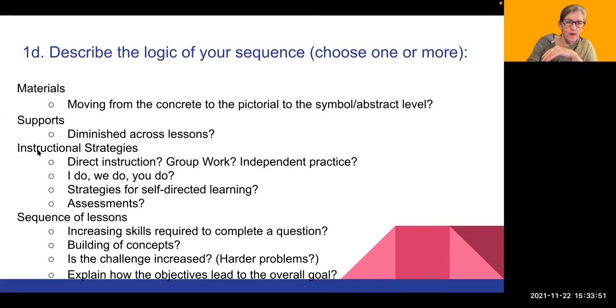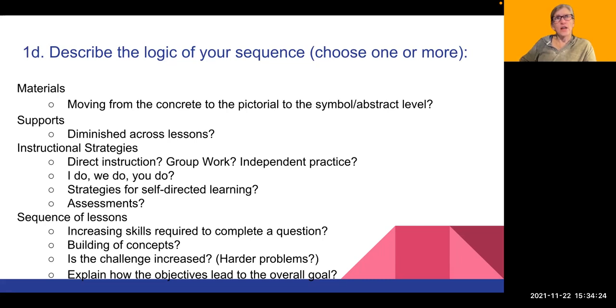And then the sequence of your lessons. Did the student need increasing skills to complete a question? Did they build on concepts later that were based on earlier concepts that were taught? Did you use larger numbers? Did you explain how each of the objectives leads to your overall learning goal? Now, the thing about this is in order to get a three, explaining one of these well would be enough. One of these areas well would be enough.